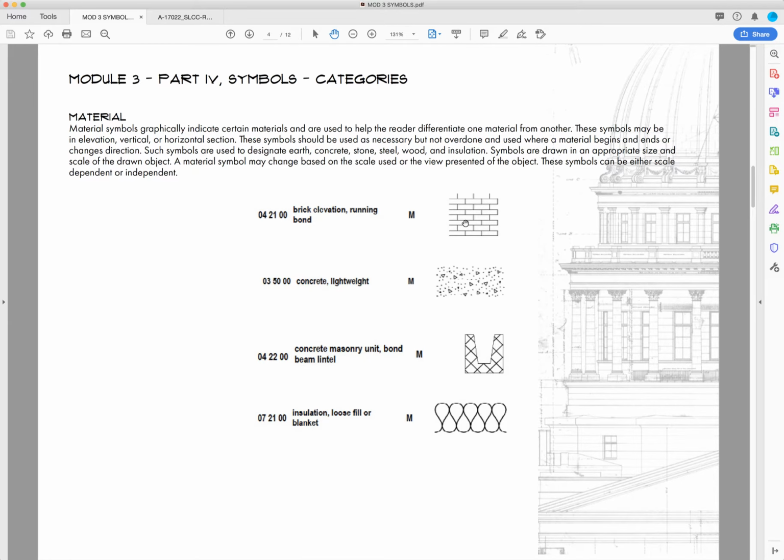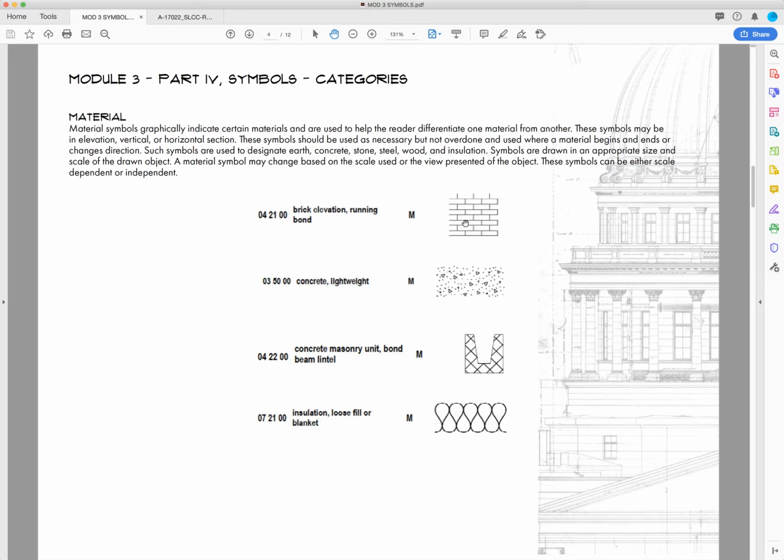The next category that we have that I'm just showing you a small sample of is material. So material symbols graphically indicate certain materials and are used to help the reader differentiate from one material to another. These symbols may be in elevation, vertical, or horizontal section. These symbols should be used as necessary, but not overdone, and used where a material begins and ends or changes direction. Such symbols are used to designate earth, concrete, stone, steel, wood, and insulation.